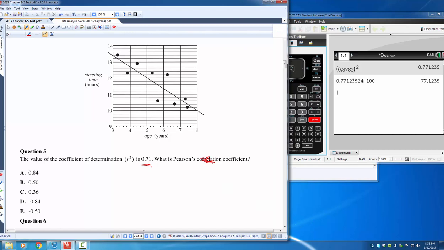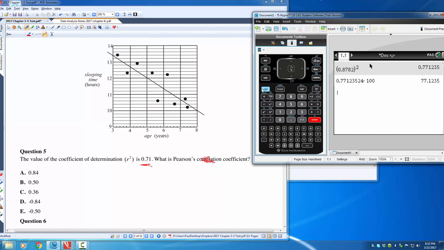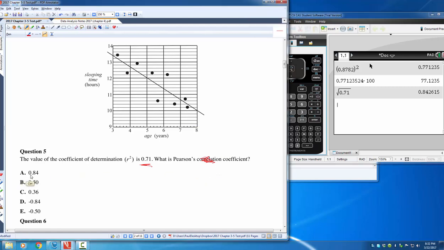Most of you will know that what you do is you do the opposite to get the R squared value. From R squared, you square root the value, and that gives you 0.84. Now many of you will be tempted to go for that number there, but that's wrong.